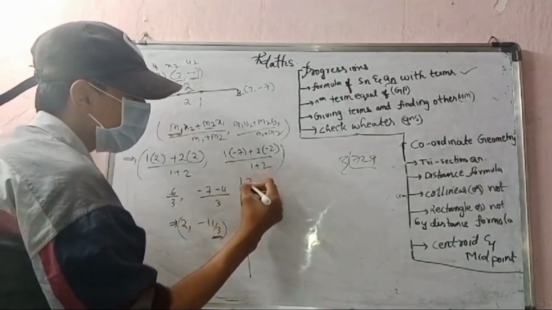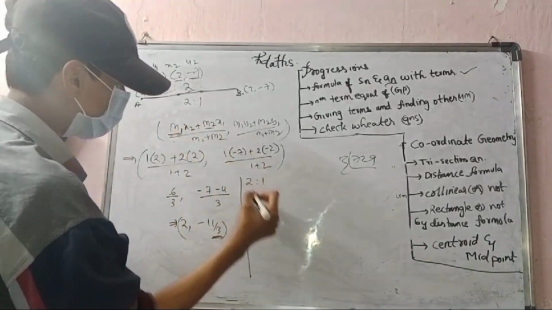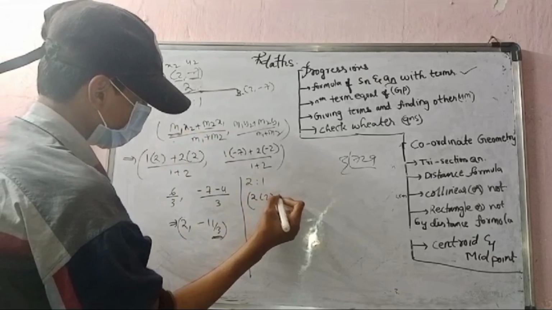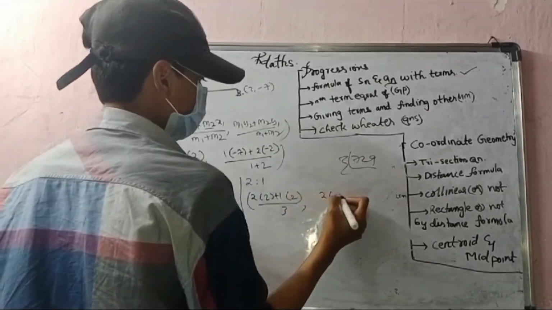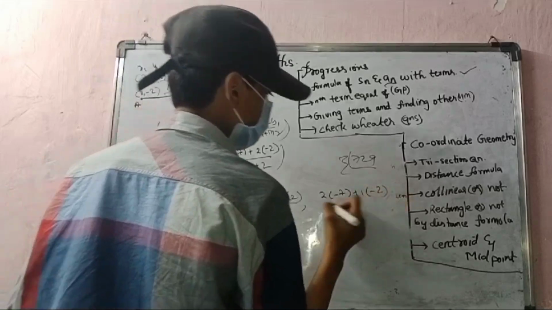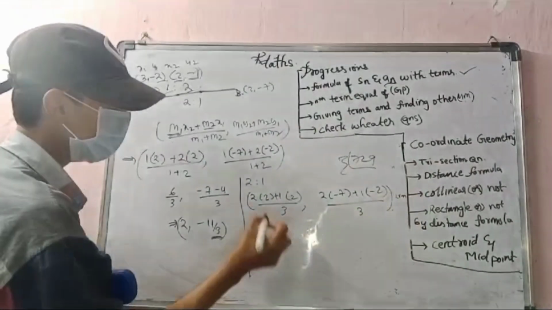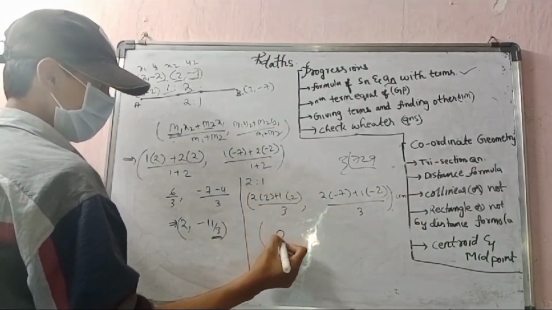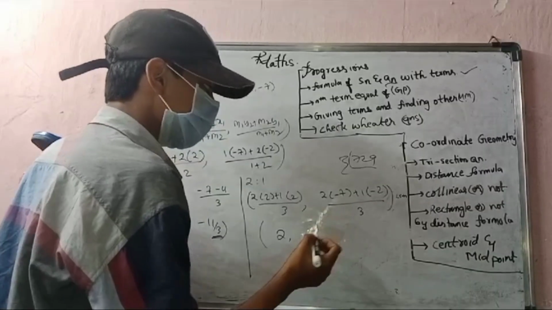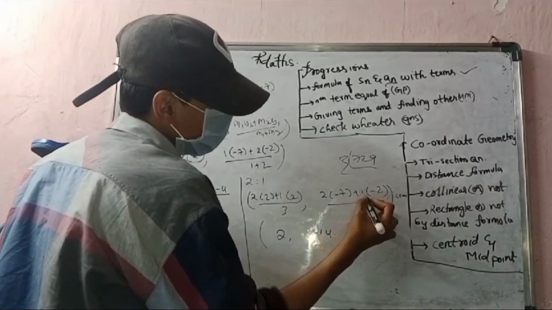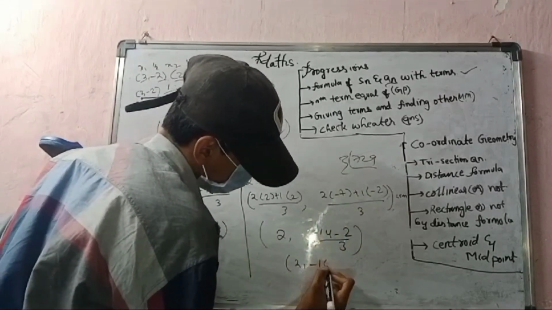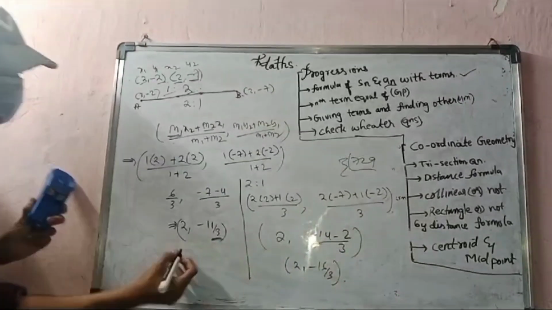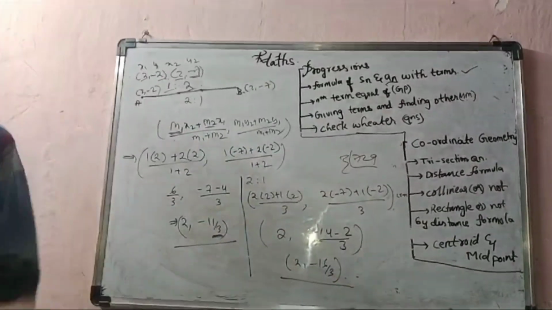Now in the other case you take 2 is to 1. If we take 2 is to 1, you will get 2 into 2 plus 1 into 2 by 3, comma, 2 into minus 7 plus 1 into minus 2 by 3. Now 4 plus 2 is 6 by 3, which is 2, and minus 14 minus 2 by 3. So you got 2 comma minus 16 by 3. So these are the 2 points. Clear? This is the trisection.